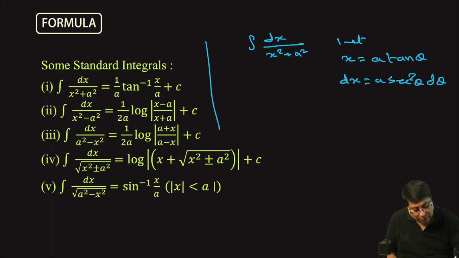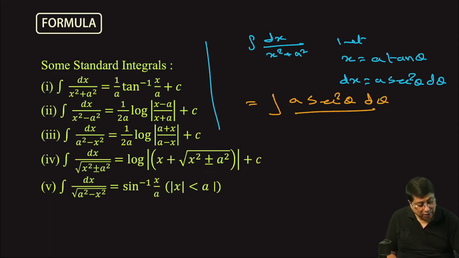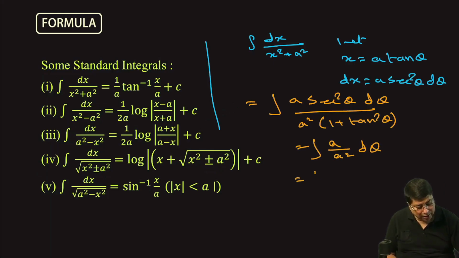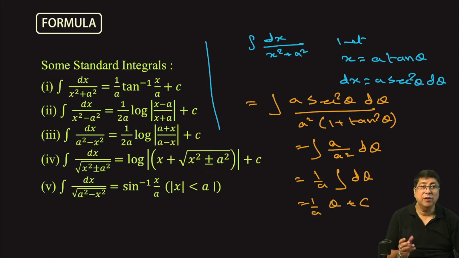Therefore we can write here, in place of dx, a sec square theta d theta, and in the denominator, in place of x, a tan theta. That means a square into 1 plus tan square theta, that is sec square theta, so a by a square is present here. So I can write here 1 by a d theta. The integration of d theta is theta plus c, that is 1 by a theta plus c, where theta is tan inverse x by a.